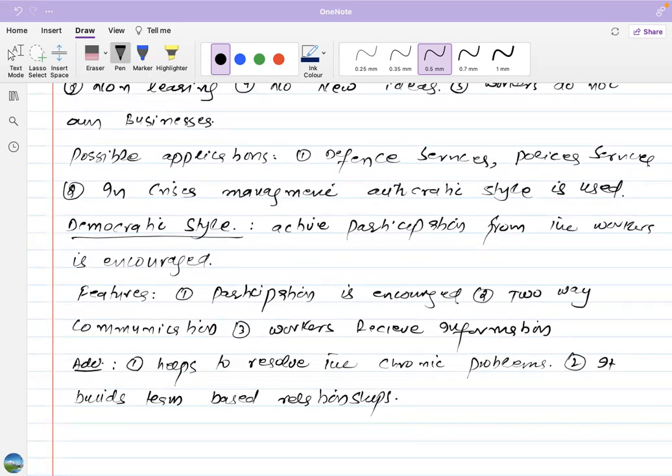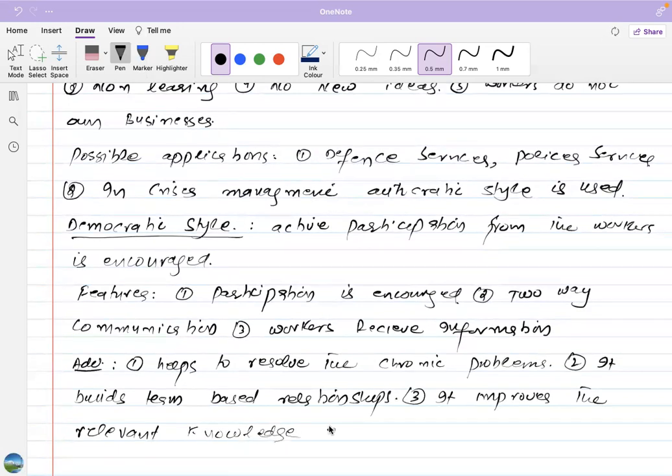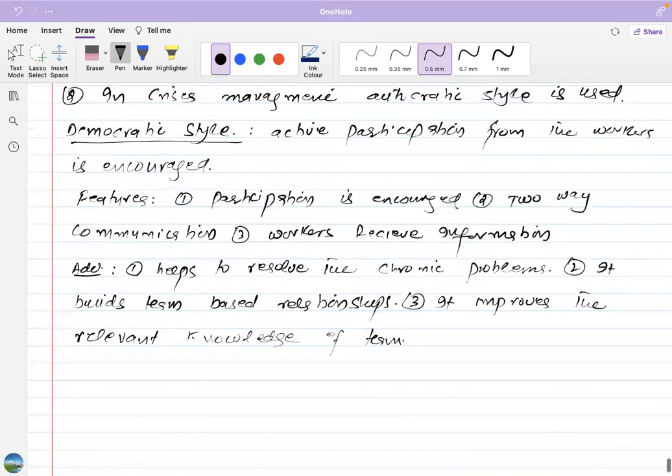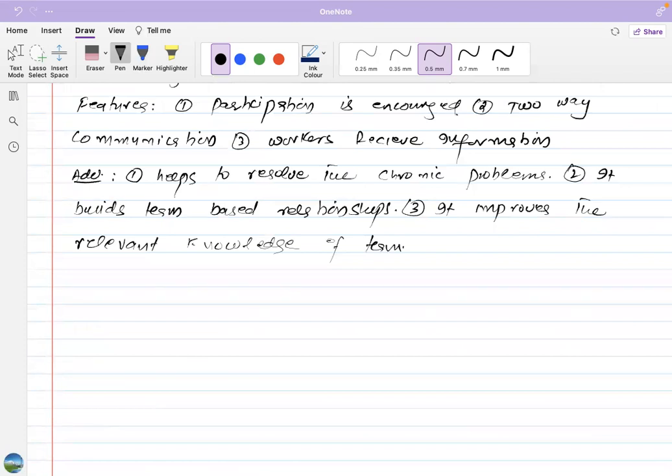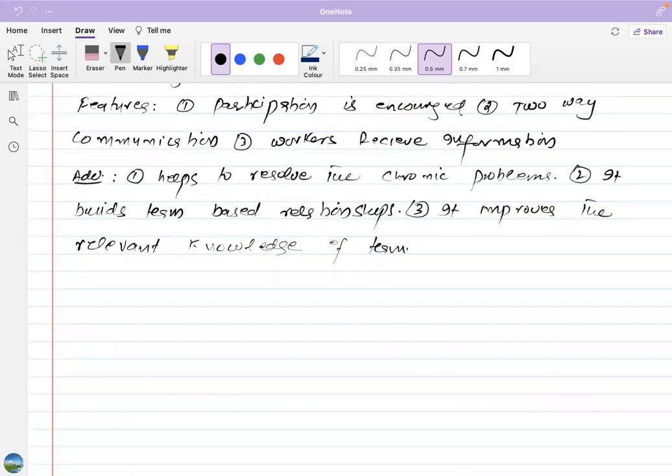Then, as a result of the democratic style of leadership, it improves the relevant knowledge of the team about the business or project because they are discussing everything. They are involving people in that, so it is basically developing the knowledge of the team. It is very motivating. Workers' satisfaction is increased.